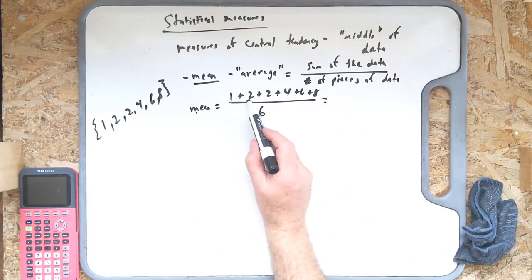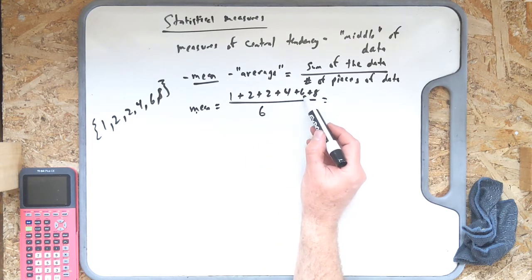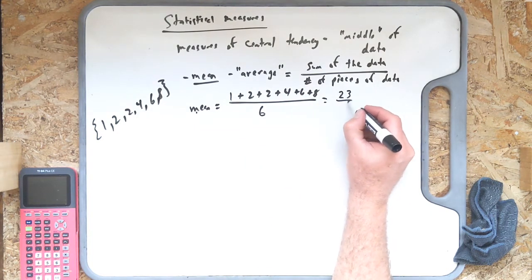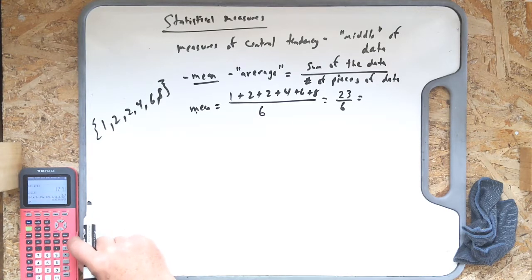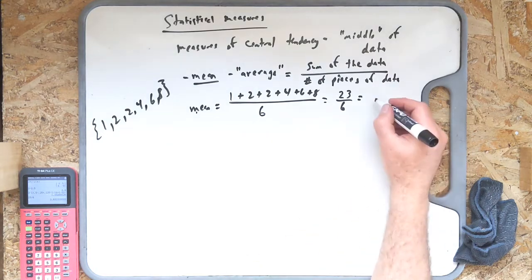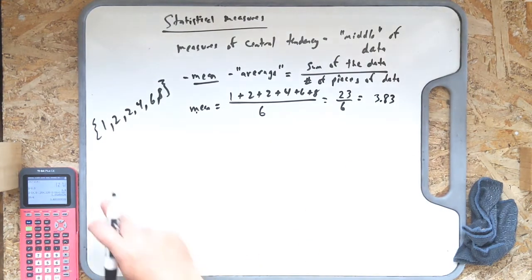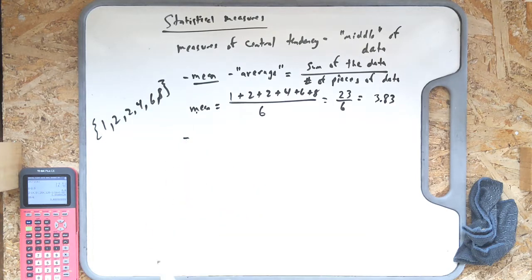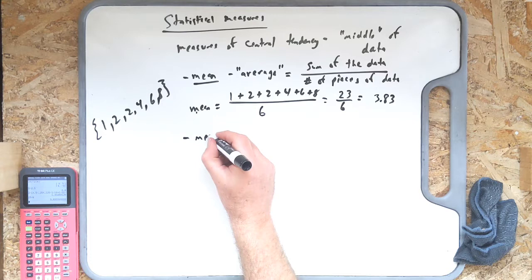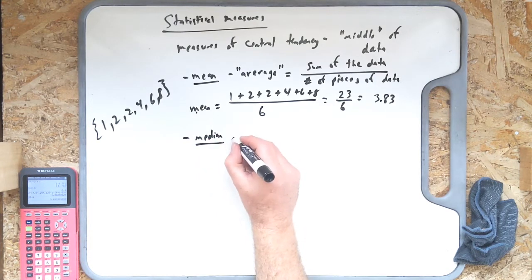So I get, what is that, 1, that's 3, 5, 9, 15, 23, divided by 6. Let me use a calculator for that. And we get 3.83. That is the average of those numbers. Okay, so that's mean. I'll have you do a couple in a moment as well with a general data set. Then next I'm going to do median. Median is literally the middle of the data.